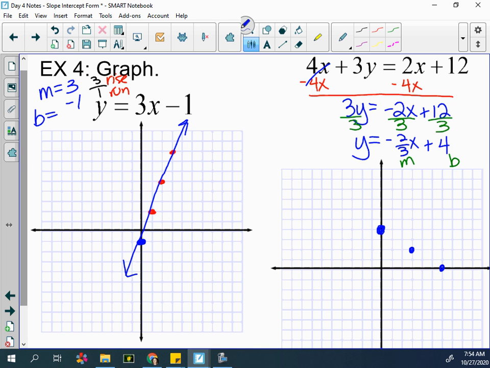Okay, so I'm starting at 4, down 2 over 3. Now, if you run out of room and can't get enough points, remember, you can also go the other way. Once you see your line forming, if I'm going down 2 over 3, I can go up 2 over 3, and you can see more of my line. Then you make your arrowheads on the end. I have a negative slope. This is decreasing. So I went the correct direction when I counted my run, the 3.